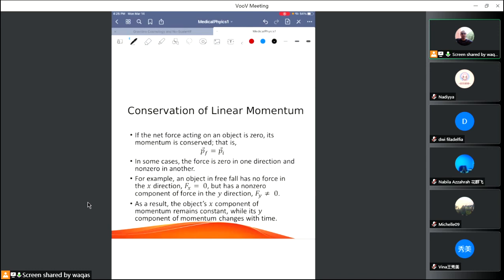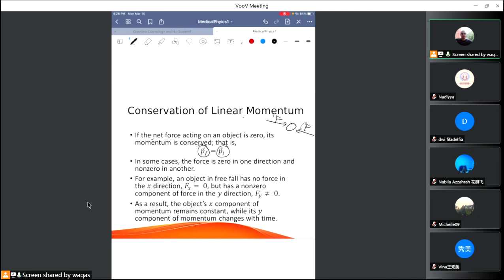Now we can study the conservation of linear momentum. So what is the conservation of linear momentum? The total initial momentum is equal to the total final momentum. If the net force acting on an object is zero, for example, this is my object, and a force acts along this direction and another force in this direction, then the law of conservation of linear momentum says the total momentum at initial is equal to the total momentum at final.